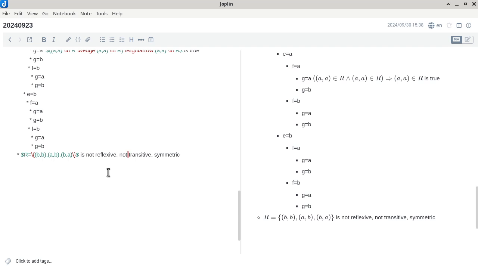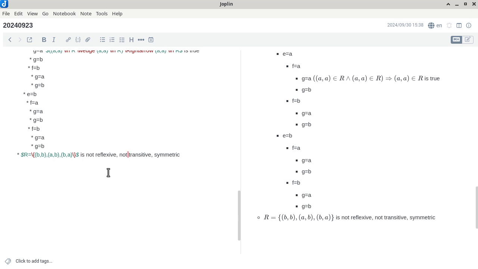It is symmetric, okay? It is symmetric because BB is in R if and only if BB is in R, we're good. AB is in R if and only if BA is also in R, we're good. AA is in R if and only if AA is in R. We are also good over there because AA is not in R. False if and only if false is still true. Okay? So that's why it is actually symmetric.